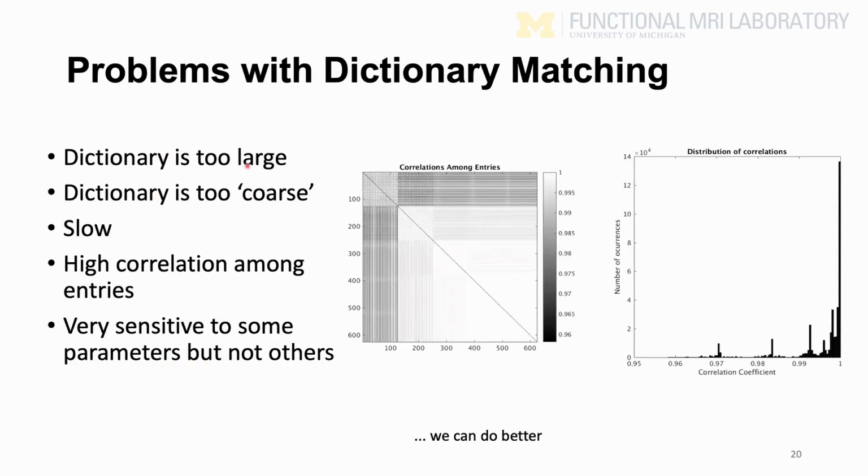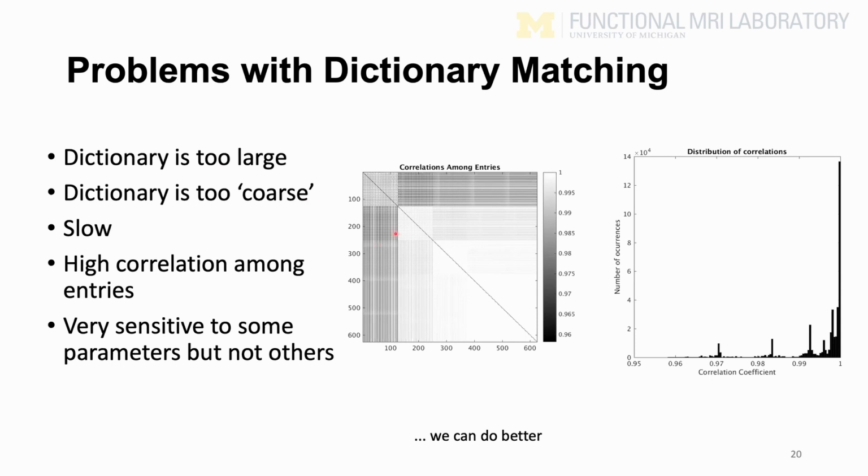Okay, so there are some problems with this dictionary matching approach. One of them is that these dictionaries get really large, and the more parameters you want to estimate, the more the dictionary grows, exponentially. So in order to make it manageable, your dictionaries end up being a little bit coarse, meaning in terms of the sampling rate of that dictionary.